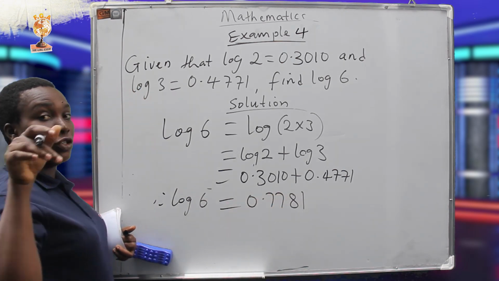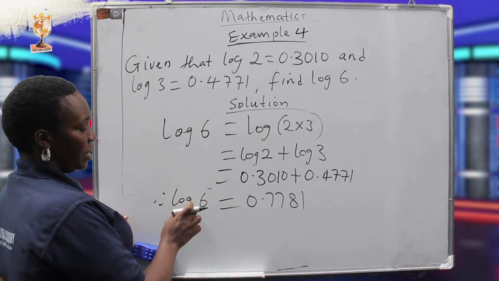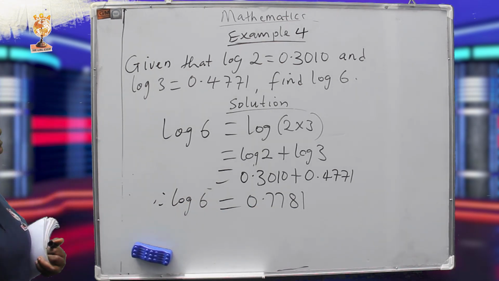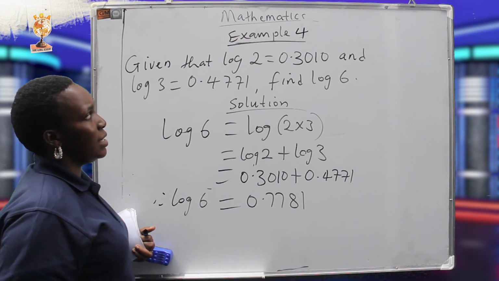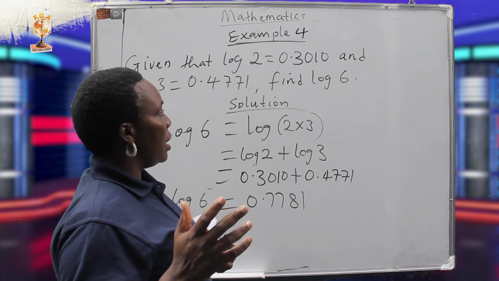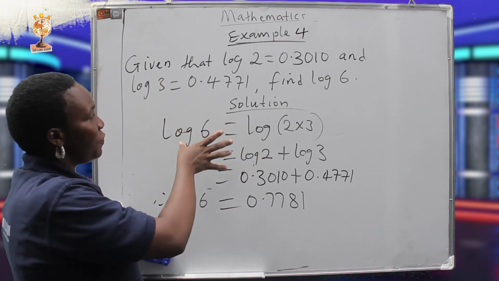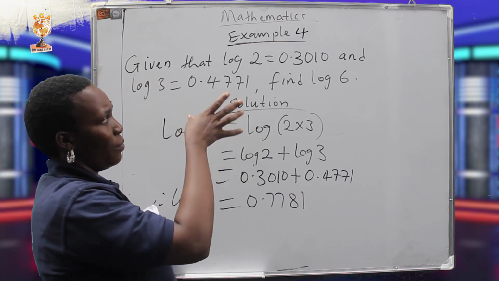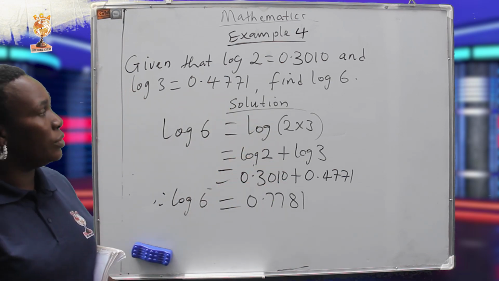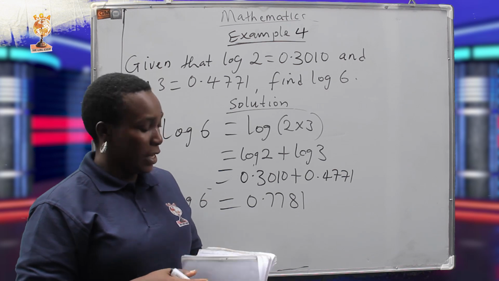If you also check your four-figure table, you will see this value of log 6 as 0.7781. All right, so that is all for example 4. This is a different example altogether when it comes to logarithm. So this is the end of example 4.